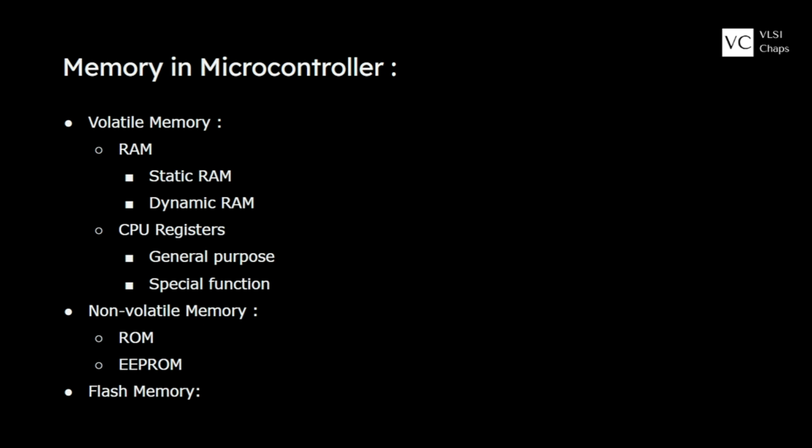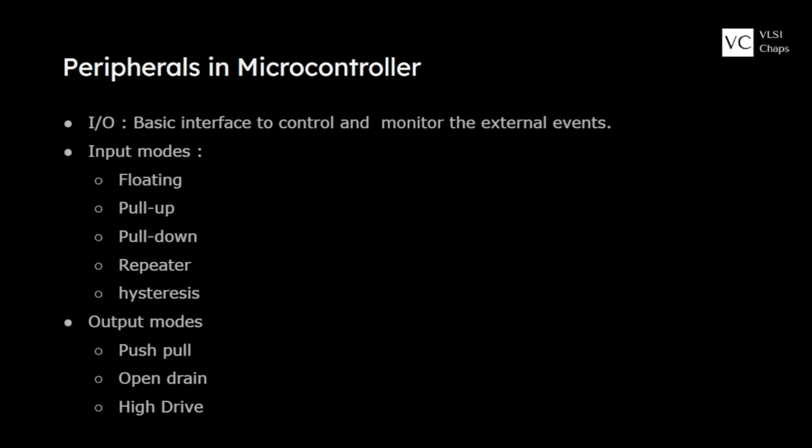Now let's talk about various ports. So in a microcontroller, we have input and output pins. The basic function of these pins is to give the input to control something, some interface, or to get the output or monitor something based on the external events triggered.